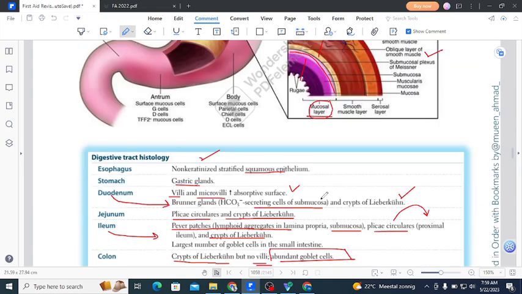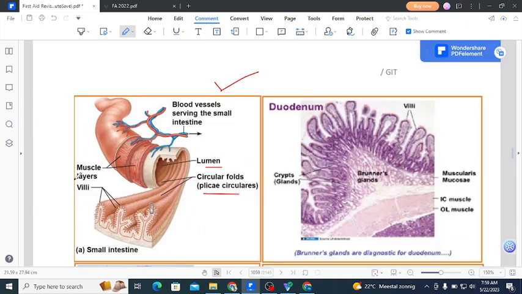Not in the duodenum. Yeah, they are not present in the duodenum. They are present in the jejunum and ileum. So these are plica circularis, and then we have the muscle layer. The villi are present like that. This is a picture of the duodenum in which you can see villi.